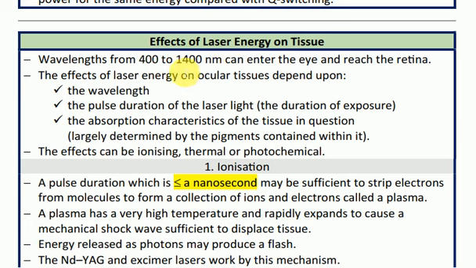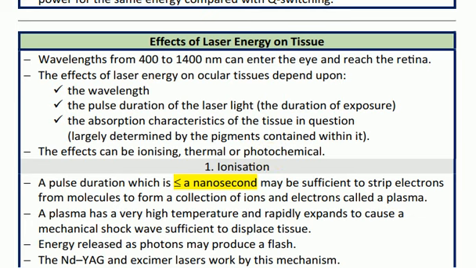Effects of laser energy on tissues. Wavelengths from 400 to 1400 nanometers can enter the eye and reach the retina. The effect of laser energy on the ocular tissues depends on the wavelength, pulse duration of the laser light, duration of exposure, and absorption characteristics of the tissue in question. So it is largely determined by the pigments contained within the tissue. The effect can be ionizing, thermal, or photochemical.